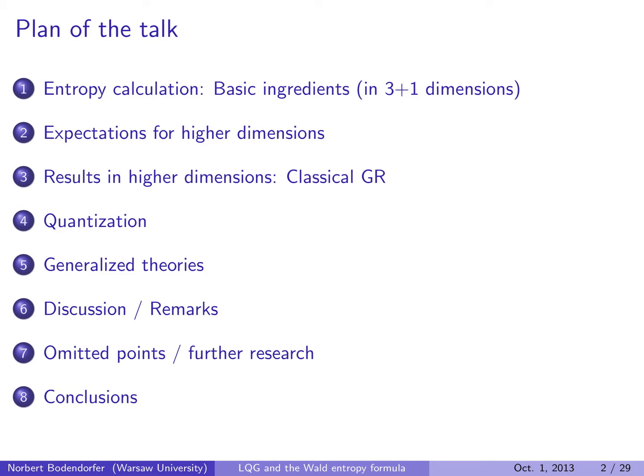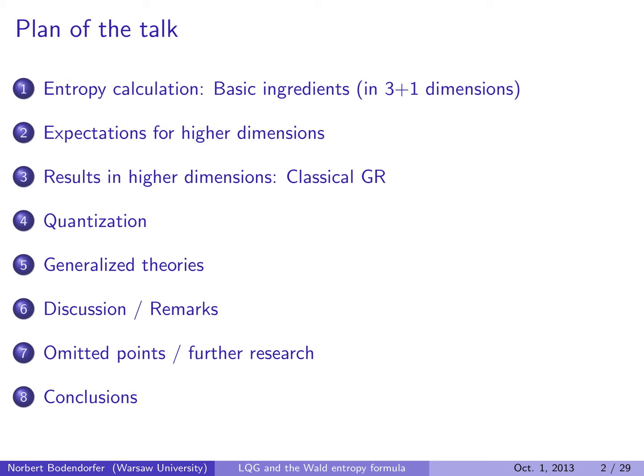Let's go to slide number 2, so I can give you a brief outline of the talk. We're going to start in part 1 with recalling some basic ingredients of the usual entropy calculation in 3+1 dimensions. Based on those, we're going to formulate our expectations for the entropy calculation in higher dimensions in the second part. We will then go on in the third part to state the precise results which we obtained, first of all in the classical framework. In the fourth part, we will propose a quantization for those classical degrees of freedom and obtain an entropy. In part 5, we will look at generalized theories of gravity and what kind of entropy we're getting there. And then I want to conclude with some discussion remarks, omitted points, and further research.